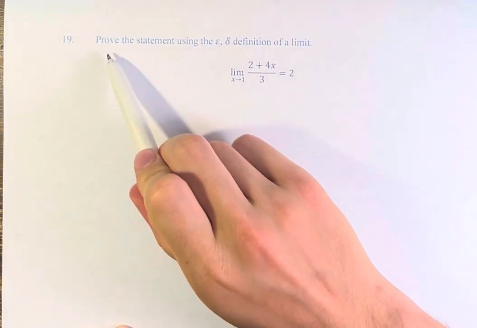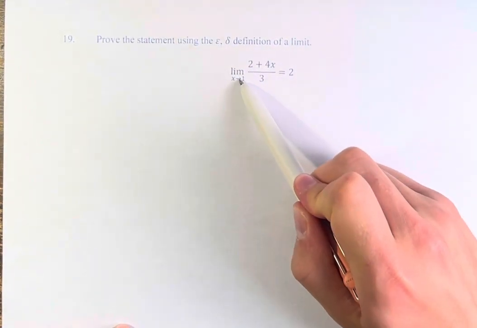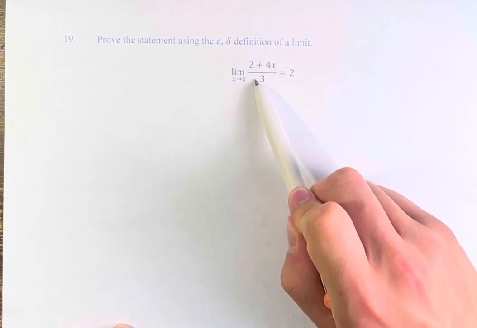In this problem, we're asked to prove the statement using the precise definition of a limit. So we have the limit as x approaches 1 of (2 + 4x)/3 is equal to 2.